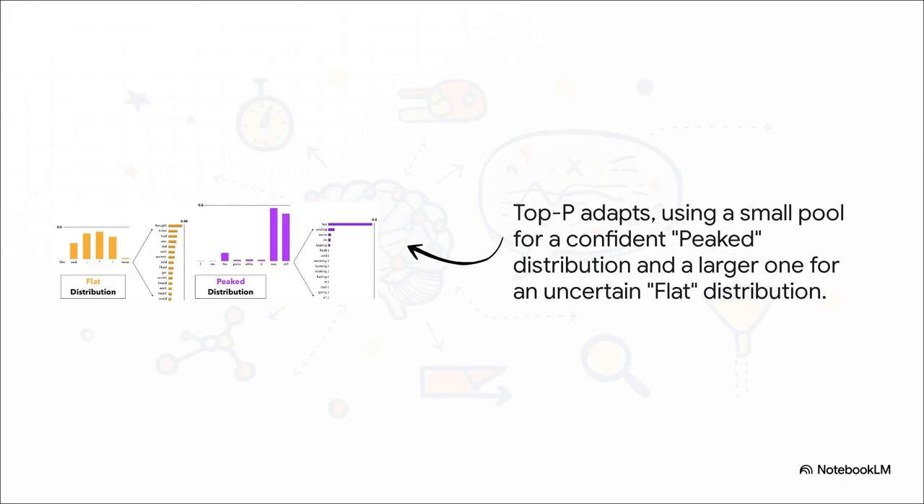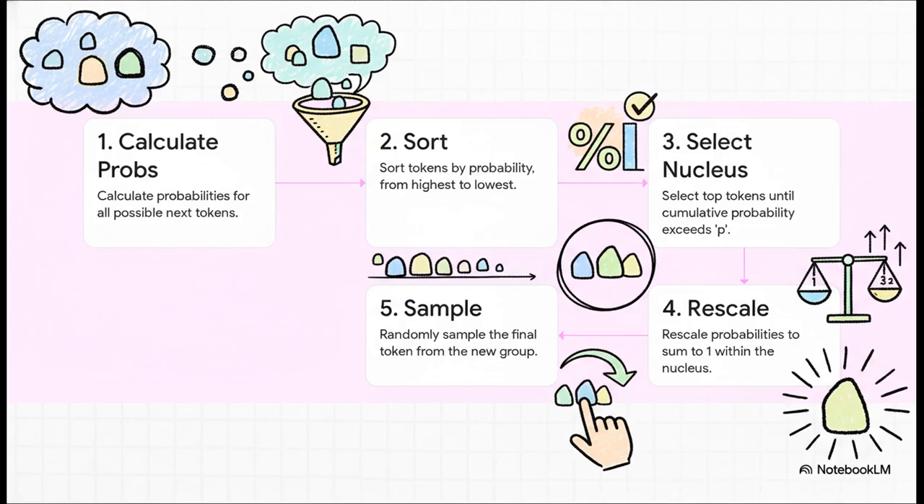A fixed top K would be a huge problem. It's either going to be too small and cut off good ideas, or too big and let in junk. But top P dynamically expands the menu to include all the reasonable choices. It just adapts. So how does it actually do this?